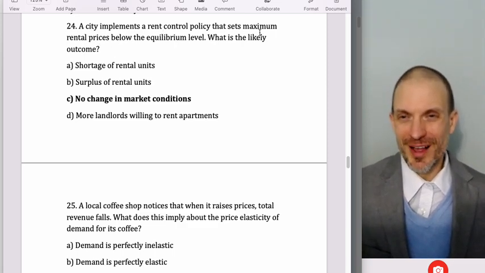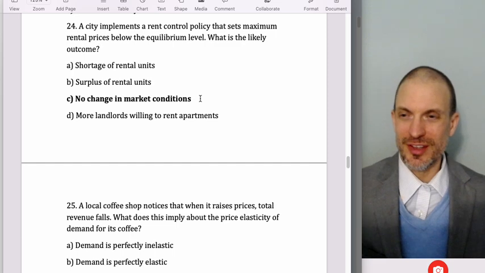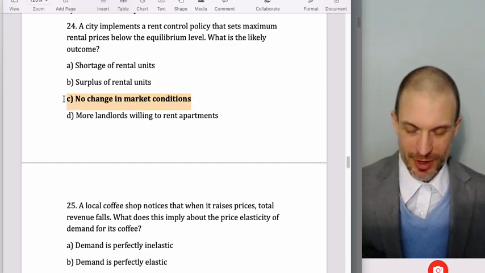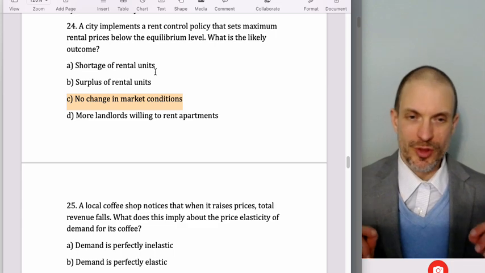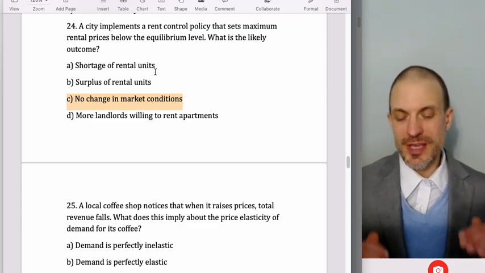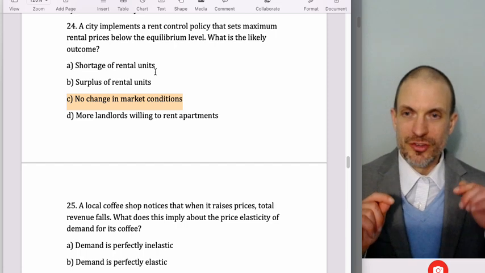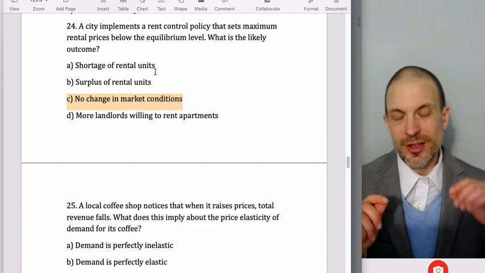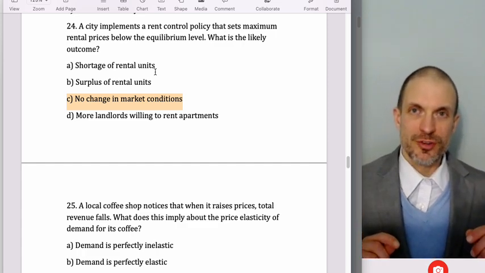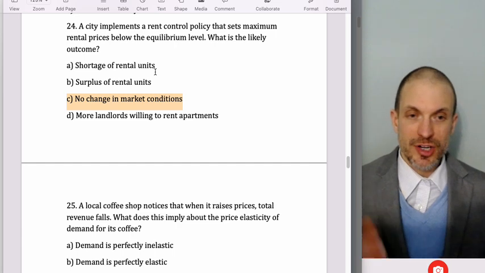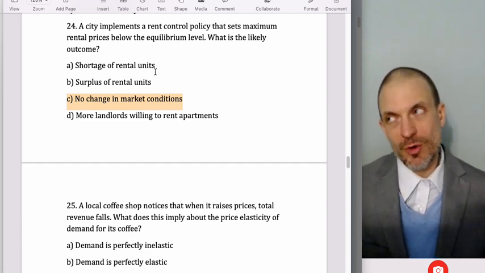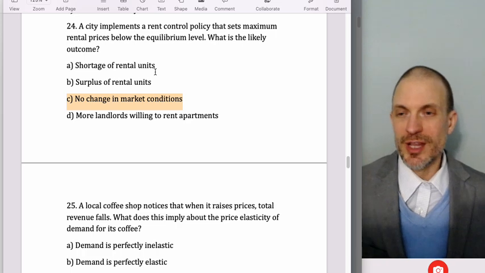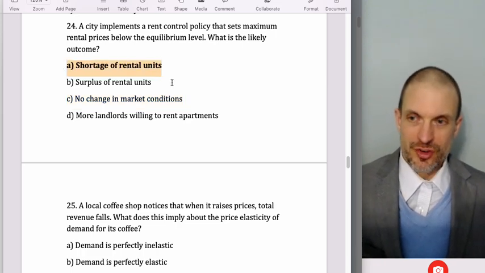So we have a rent control policy that sets a maximum rental price below the equilibrium. What's the outcome? It's actually not the no change in market conditions answer. So real quick, the rent control is a price ceiling. Price can't go any higher. So if the rental price is limited to be somewhere below the equilibrium, it can't rise higher. We have a below equilibrium price that's being enforced. As a result, at the lower price, we can take our logic from shortages and surpluses. At a below equilibrium price, quantity demanded is bigger than quantity supplied. So we'd end up having a shortage of rental units.